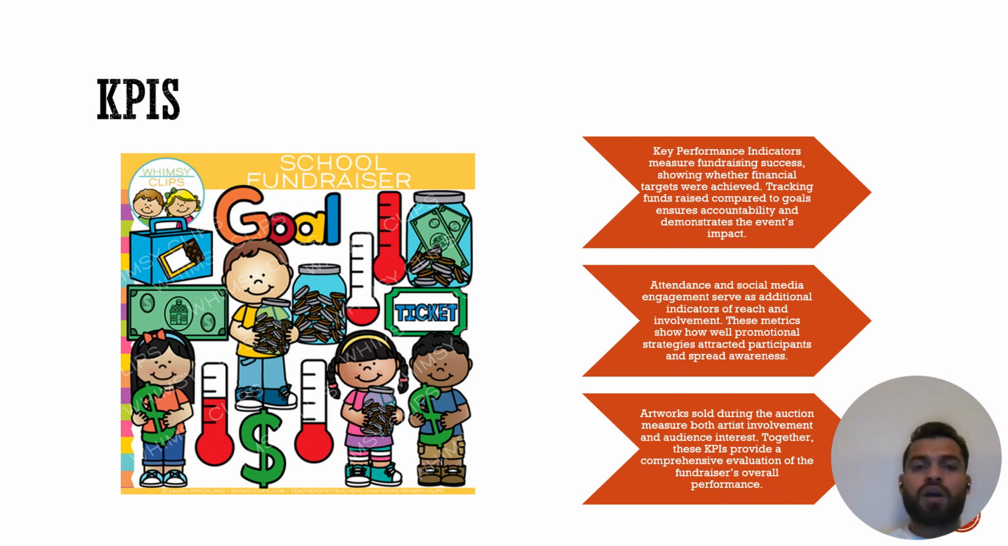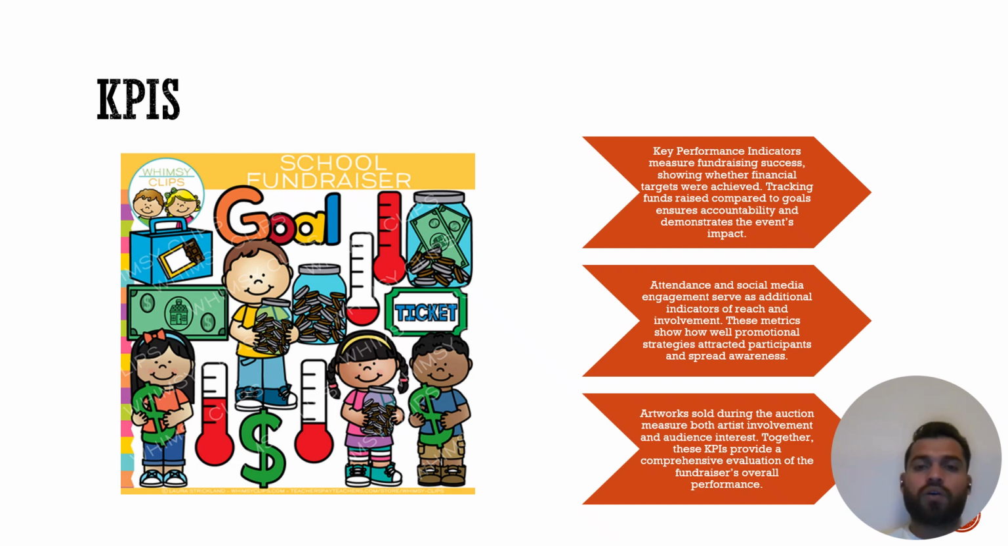I explained how we will measure the success of the fundraiser using clear and trackable key performance indicators. These KPIs help us understand whether we will meet our goals and where we can improve in the future. I included indicators like the total funds raised compared to our target, which shows if our fundraising efforts worked. I also added attendance numbers to check how far our promotion reached and how many people got involved.